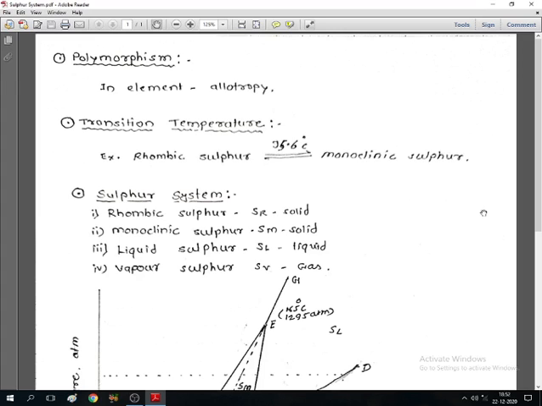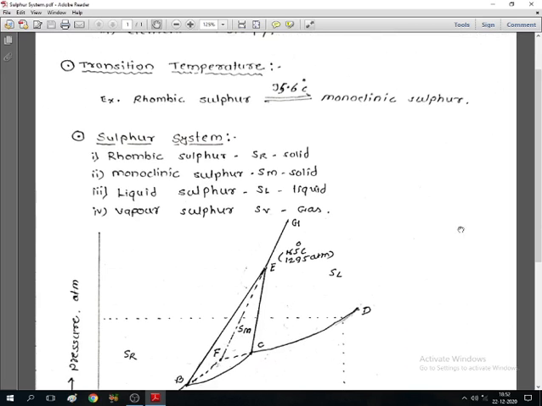Now the temperature at which one crystalline solid form gets converted into another crystalline solid form is called a transition temperature. The transition temperature for sulfur is 95.6 degrees Celsius. सल्फरचं ट्रान्झिशन टेम्परेचर किती आहे, 95.6 डिग्री सेल्सियस आहे. राइट? Now let us see the sulfur system.